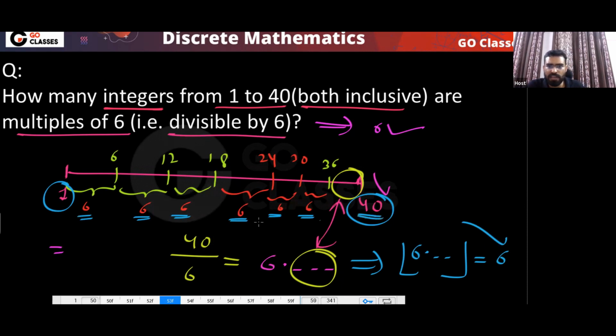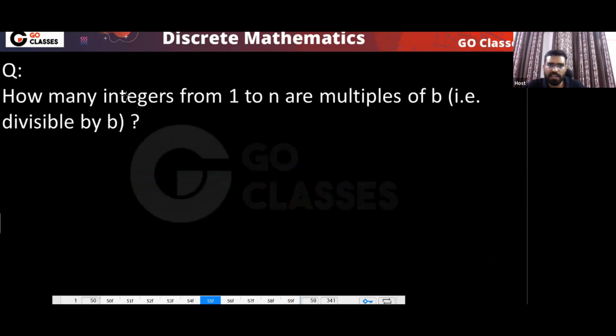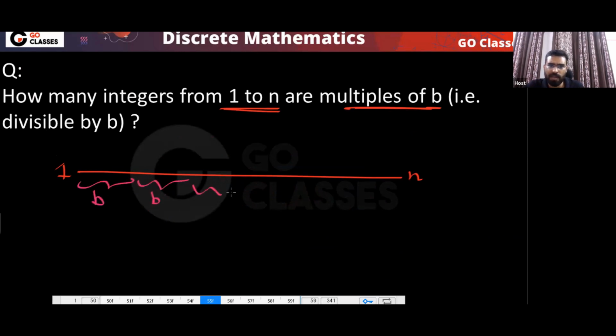But if I divide this 40 directly by 6, then I will get something extra. That extra is coming because of this extra area. So finally I will find the floor and I will get the answer. So remember, this is the idea. The idea is very simple. From 1 to n, how many are divisible by b? So you will keep jumping by b.